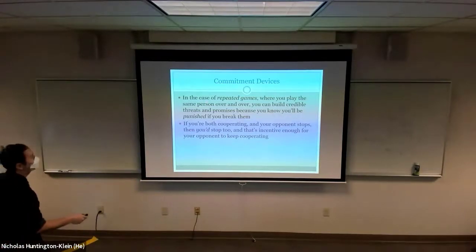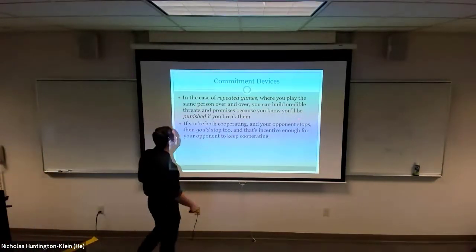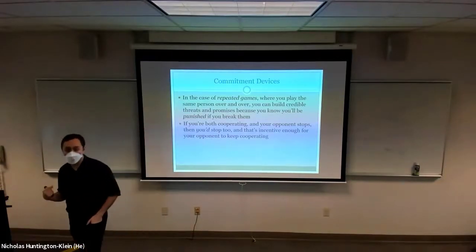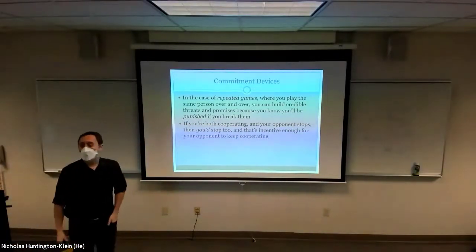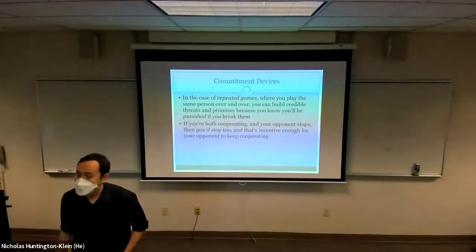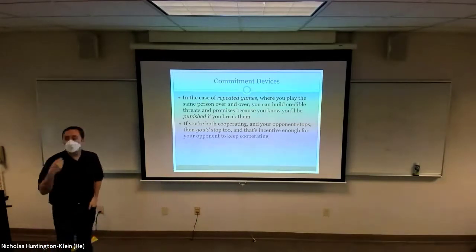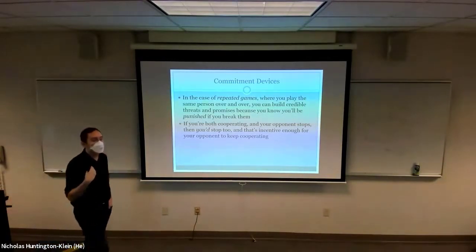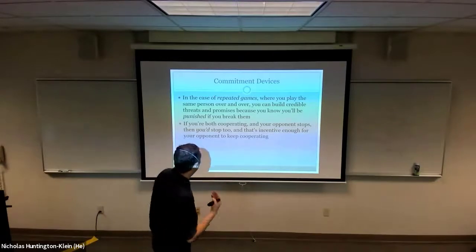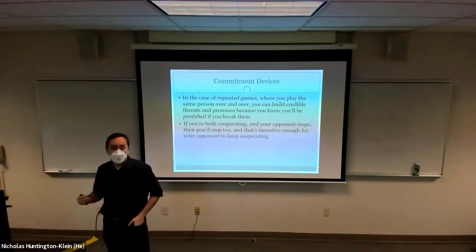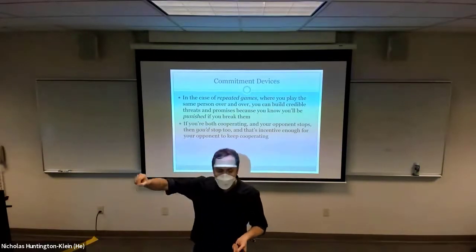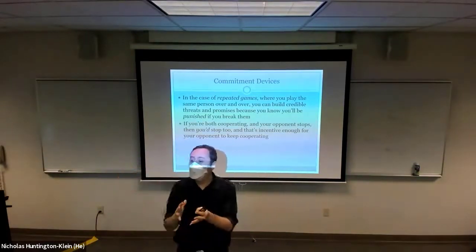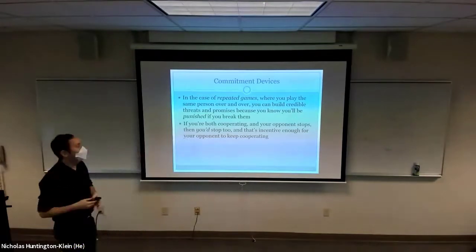So if you're playing the same person over and over, you can build credible threats and promises because you know you'll be punished if you break those promises. So if you're both cooperating with each other and your opponent stops, then you can also stop, which changes the payout of the game. Right? It's no longer, if I stay silent rather than confess, I get a little more jail time or whatever. Instead, it's if I stay silent instead of confess, I get a better outcome this time and next time and next time and next time, and it all sort of adds up to enough that it's worth it to you to keep cooperating.